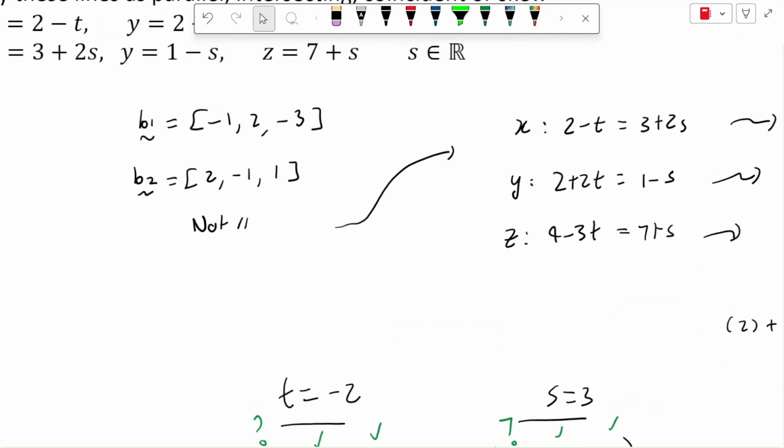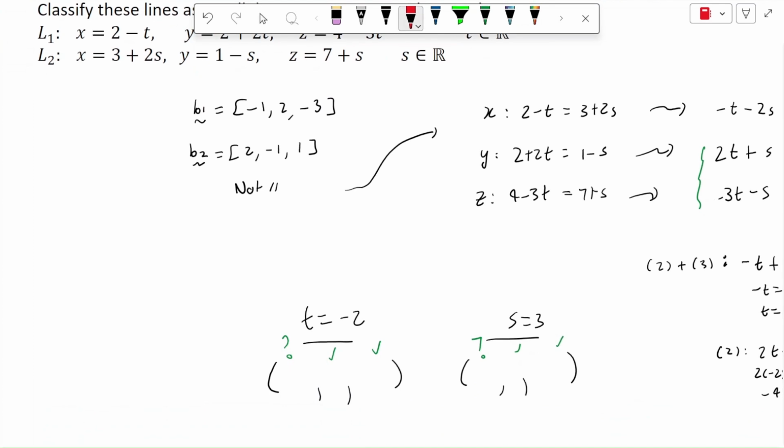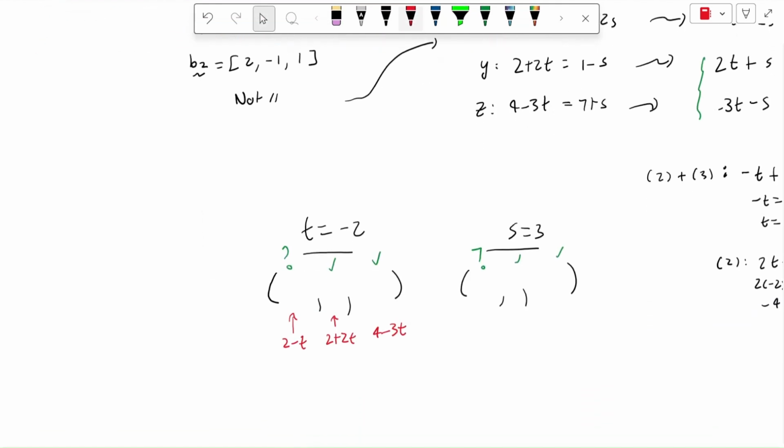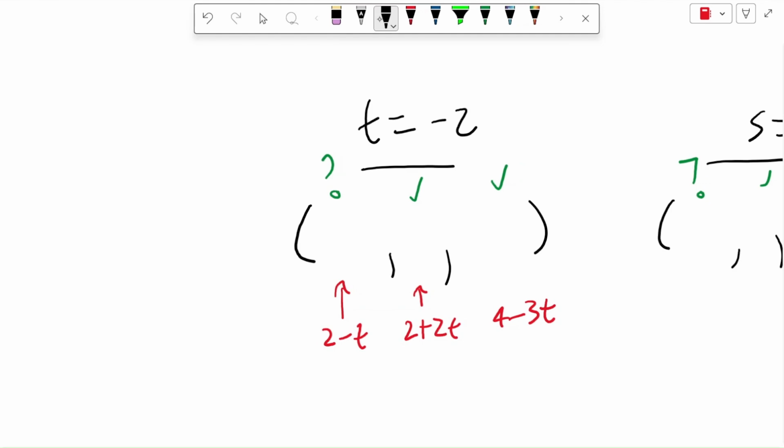Okay, so to work out the x value, that's 2 take t. The y value is 2 plus 2t. And the z value is 4 take 3t. And that's just coming from the equation up the top there. So let's see what we get. 2 take minus 2 is 4. 2 plus 2 lots of minus 2 is minus 2. 4 take 3 lots of t, so that becomes 4 plus 6, which is 10.